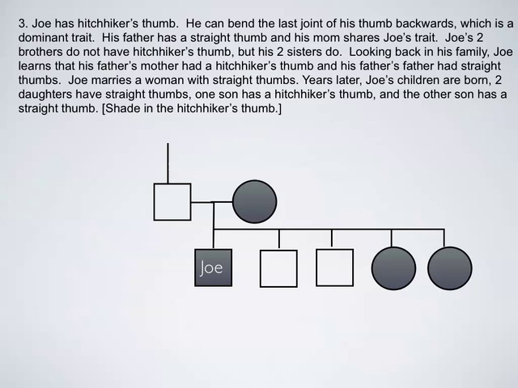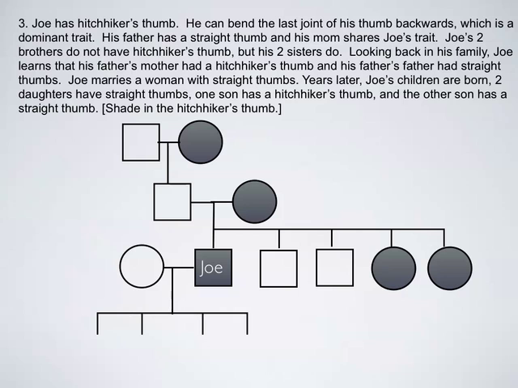Oh no, Joe learns that his father's mother had hitchhiker's thumb. So here's Joe, here's his father. His mother's going to go up here. Okay, she has it, his father does not. All right, Joe marries a woman with straight thumbs. Jan, what symbol is she going to get? Blank circle. Yes. They have children. They go beneath them.